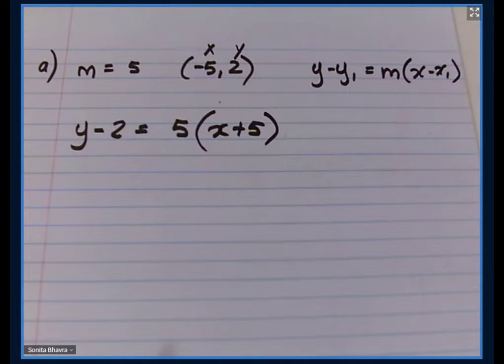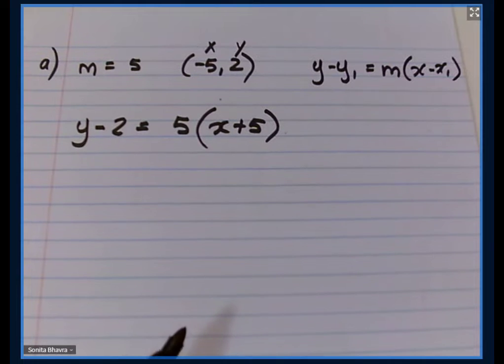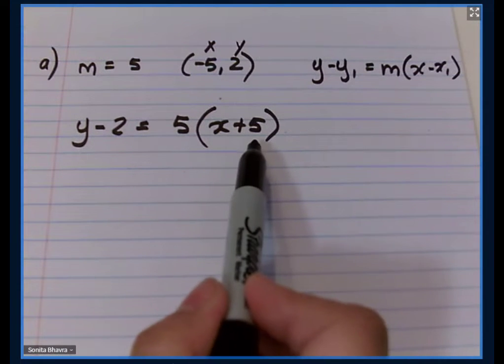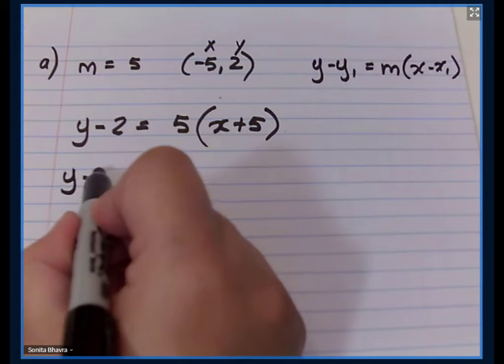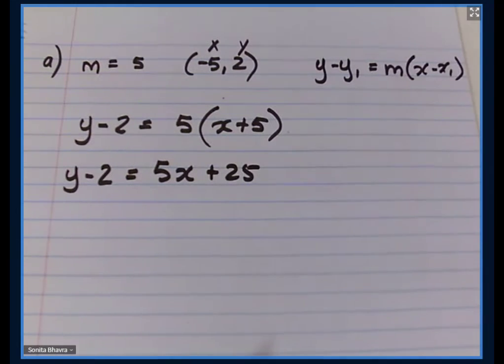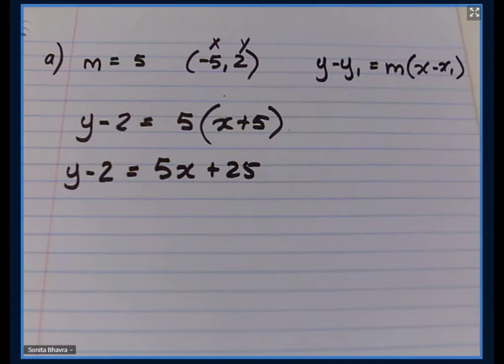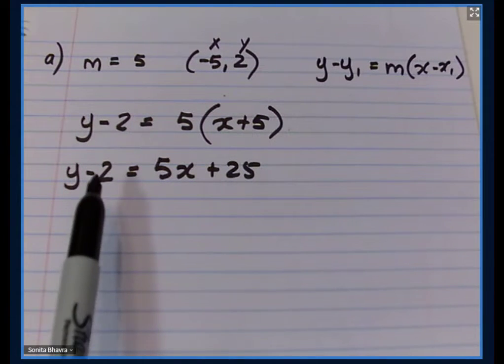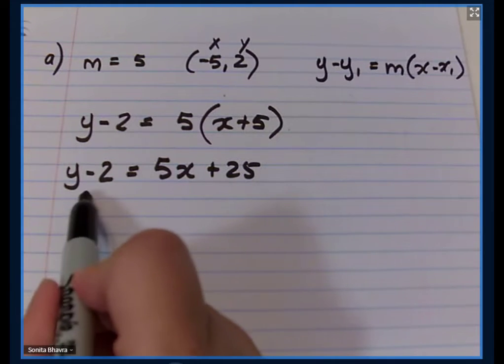So it looks like that. Now, to put it into y equals mx plus b form, or it's called the slope-intercept form, we'll multiply this out on our right-hand side. So y minus 2 equals 5x plus 25. All right, and now we just have to add 2 to both sides.